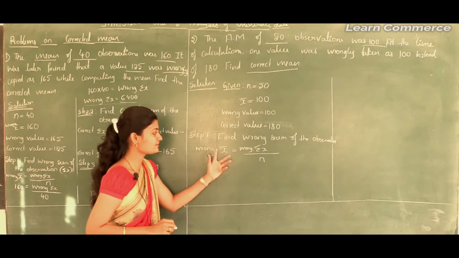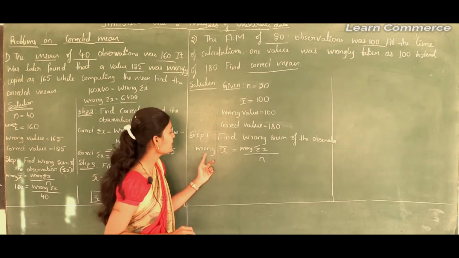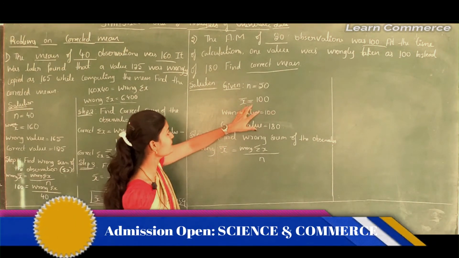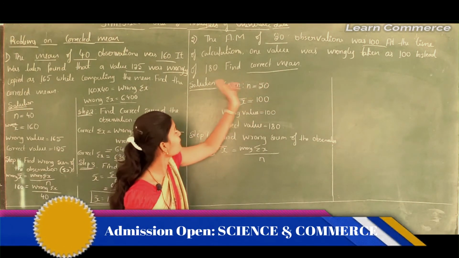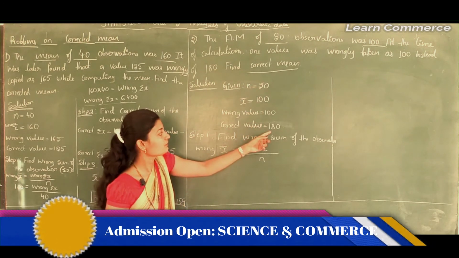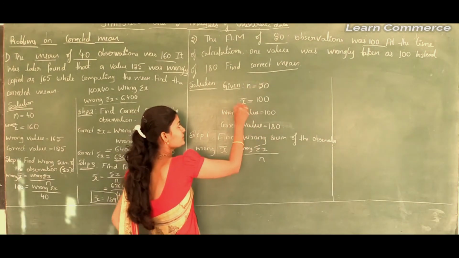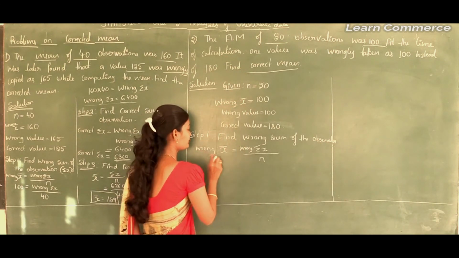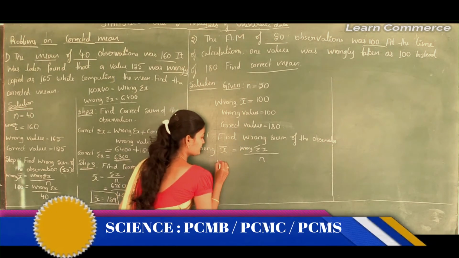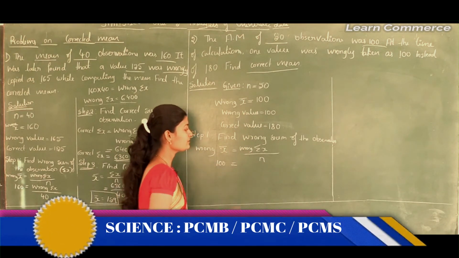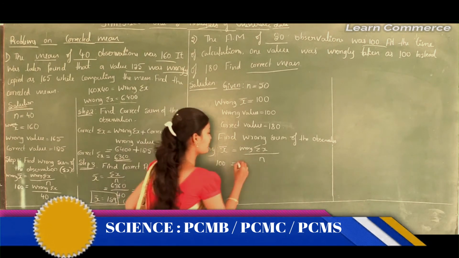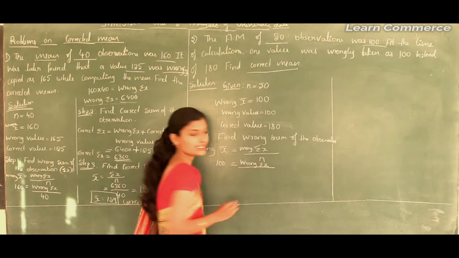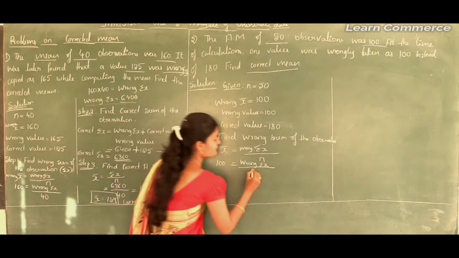Now I will substitute all the values into this formula. So here, wrong summation x. This x bar is the wrong value. Why? Because instead of 180 they took 100. Therefore in the problem we got the wrong mean. So the wrong x bar is 100. This is equal to wrong summation x divided by small letter n. Here small letter n is 50.